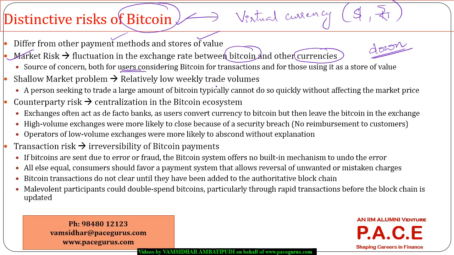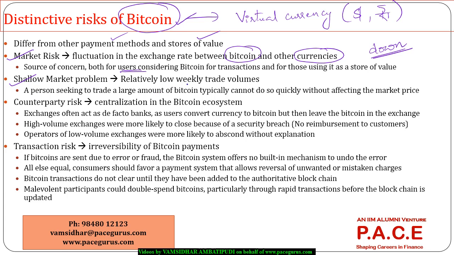So you can visualize Bitcoin as something holding some amount of gold. That's also a kind of a currency. Now you could see if I want to use that for transaction purposes, that is also difficult if the exchange rates are very volatile between the Bitcoin and the various currencies. So that is the kind of a market risk that is coming up.